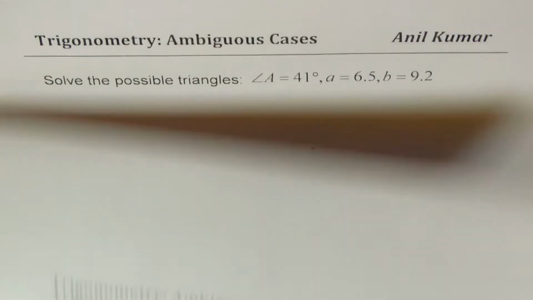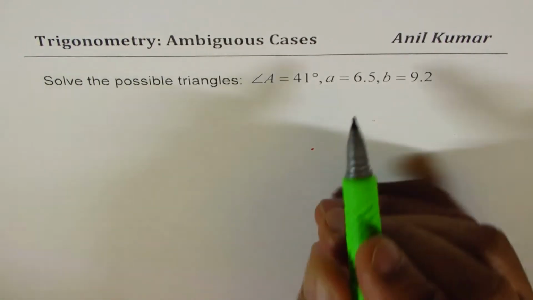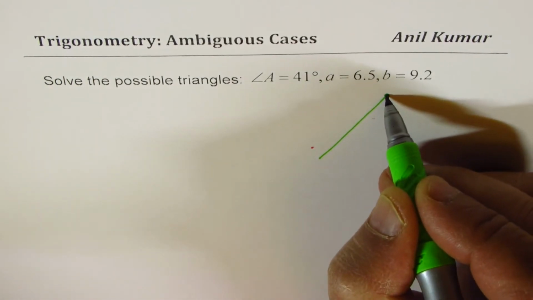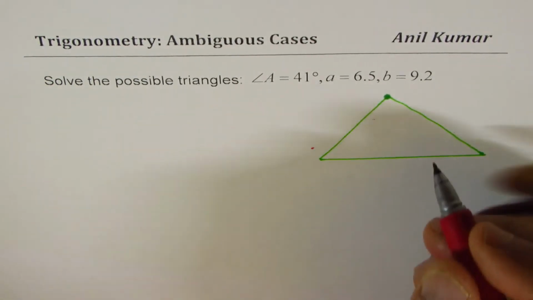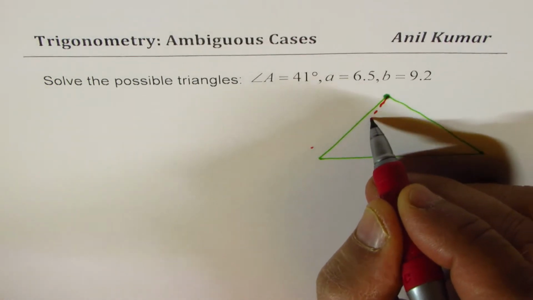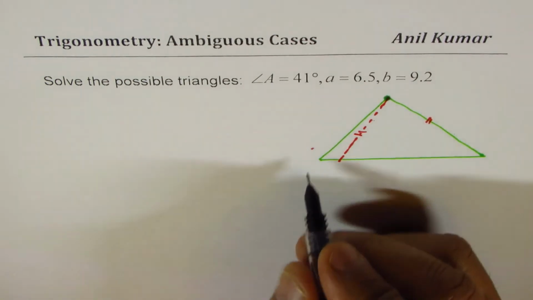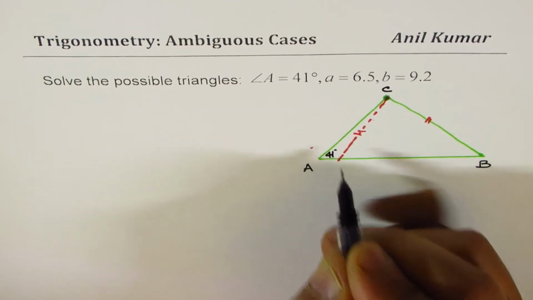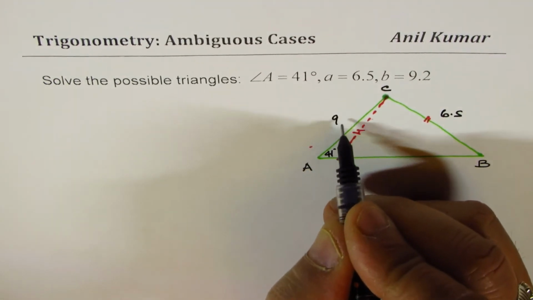Now let's go to the other case where we found there are two triangles. In this case we have an acute angle where side A is between height and base, right? So let me sketch this triangle here. Now we could actually get this side kind of like this, where these two sides are equal. So that is the case, right? We have sides A, B, and C. Angle A is 41 degrees, the side opposite is 6.5, and this side is 9.2.